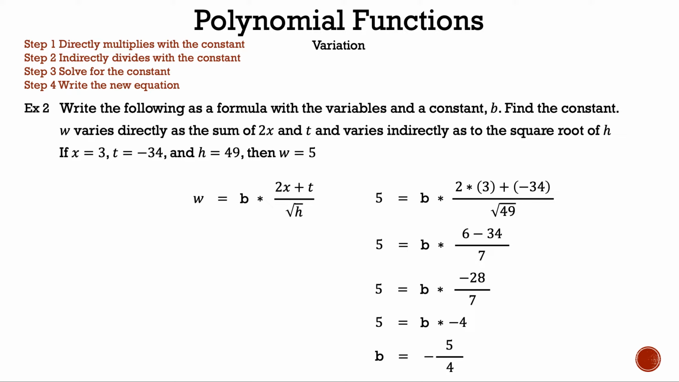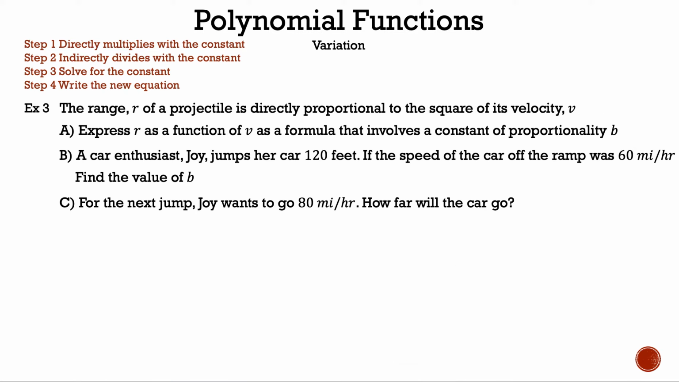Unfortunately, we are not done yet. What do we think is the last step? That is correct. We have to substitute negative 5 all over 4 for b into our first equation with the variables, so we can find any w we want. That is example 2. Let's move on to example 3.